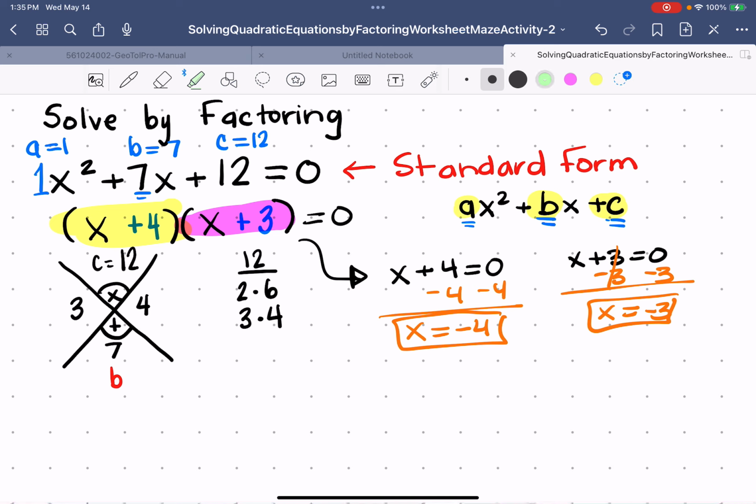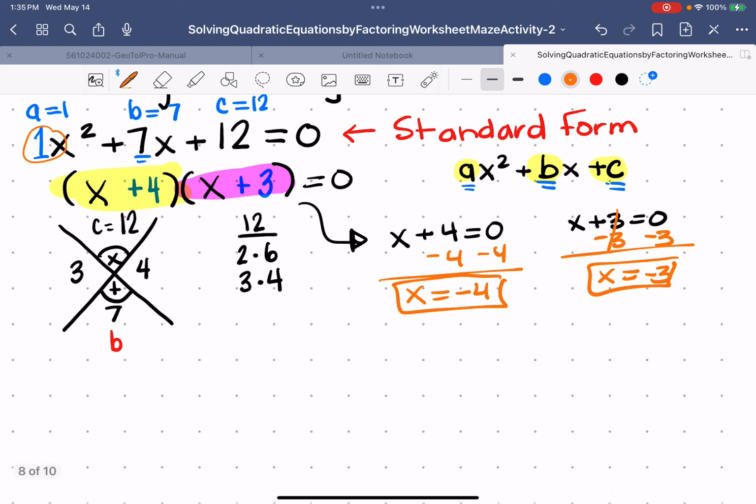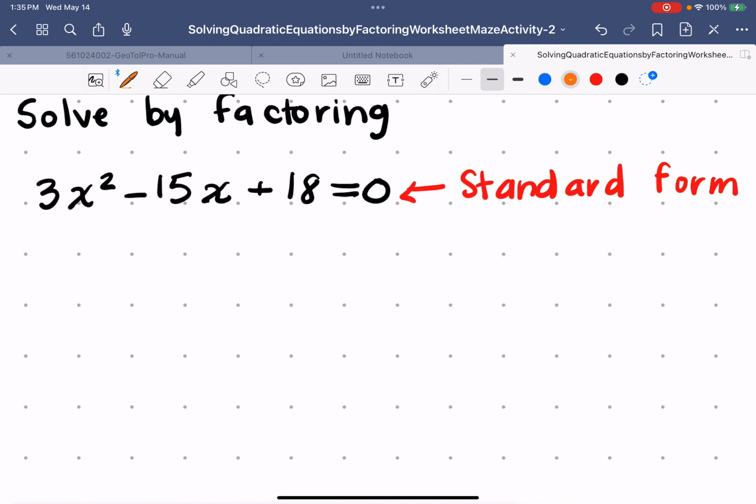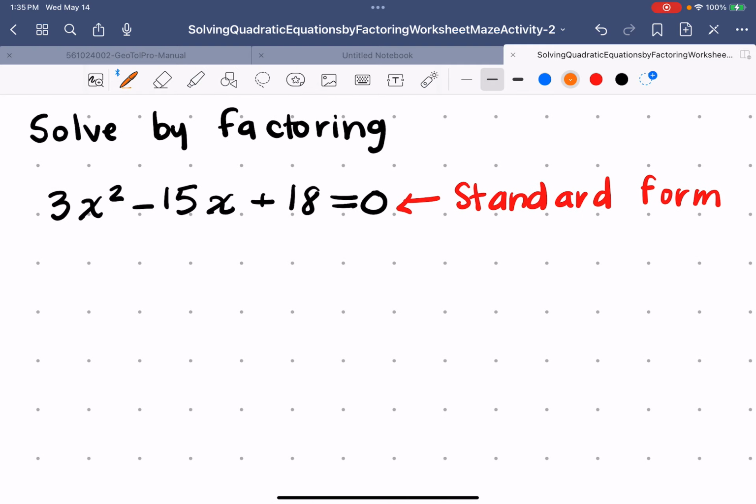So this method is only used when this is 1. How about when it's not 1? Well, we try to see if we can make it 1. How? By factoring out that number. In this case, that's a 3. This is the opposite of distributing. We're factoring. So 3 times what is 3x squared? Well, that's x squared, or 1x squared.